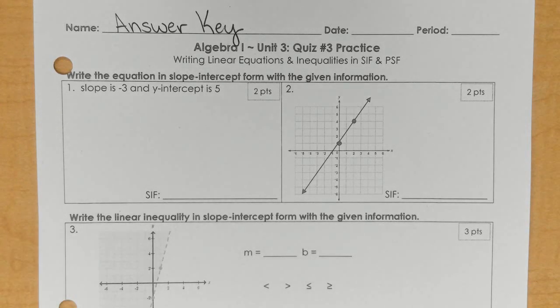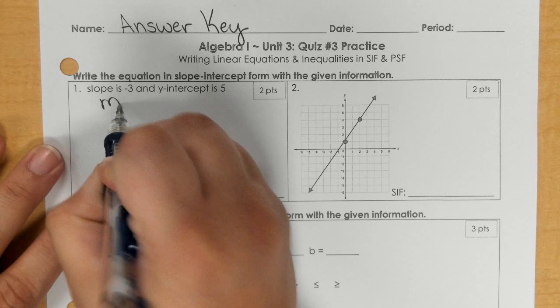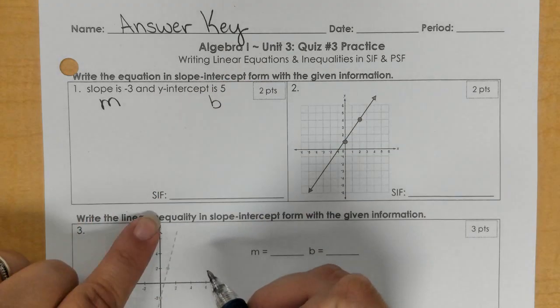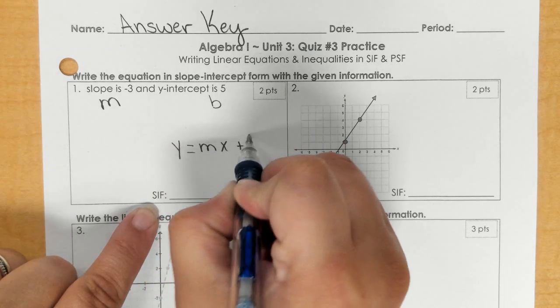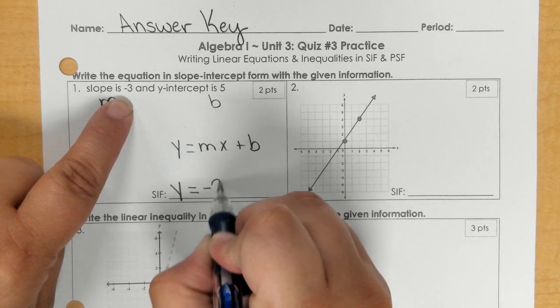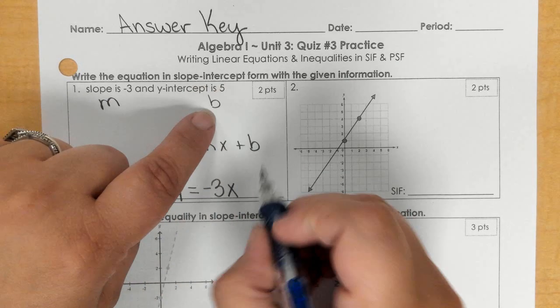So for Unit 3, Quiz 3 practice, we're just going to go through some of the information that's going to be on your quiz. So for the first one, write the equation in slope-intercept form with the given information. In number 1, it tells you the slope, which if you remember, that's m. It tells you that the y-intercept is 5 and y-intercept is your b. SIF would be y equals mx plus b. So I would say y equals m, which is negative 3, x, b is positive 5.